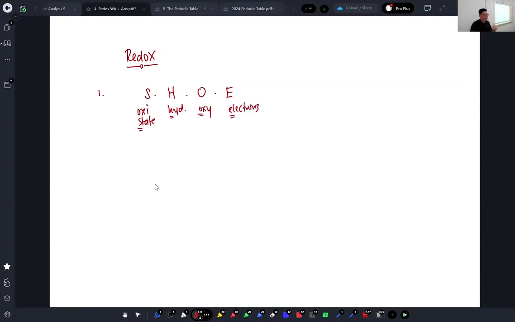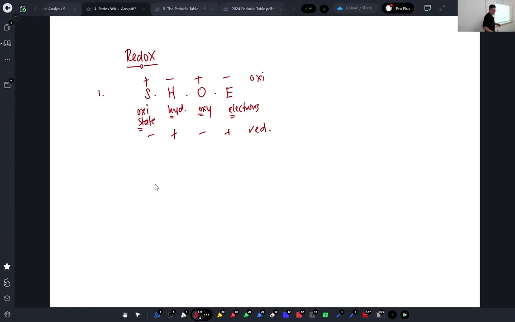Number one. And number two, just recall this. It's plus, minus, plus, minus. This is oxidized. And minus, plus, minus, plus, reduced. And that's your 4 definitions of oxidation and reduction.